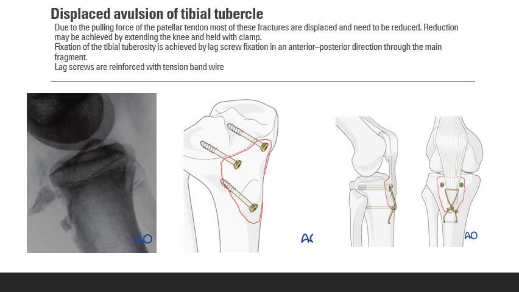Displaced avulsion of tibial tubercle. Due to the pulling forces of the patellar tendon, most of these fractures are displaced and need to be reduced. Reduction may be achieved by extending the knee and held with a clamp. Fixation of the tibial tuberosity is achieved by lag screws in an anterior-posterior direction through the main fragment. Lag screws are reinforced with tension band wire.